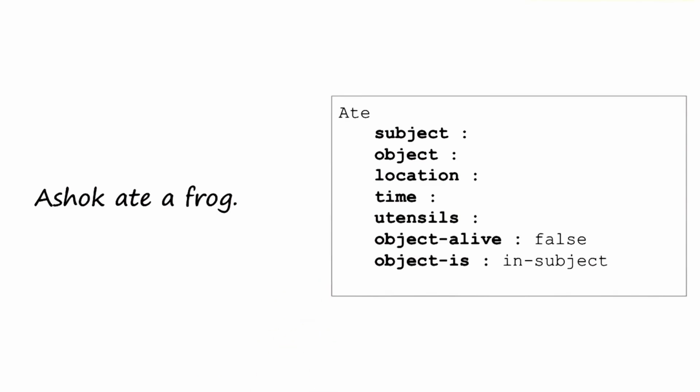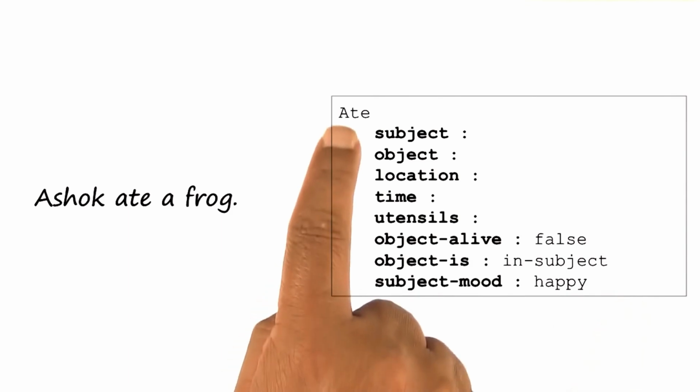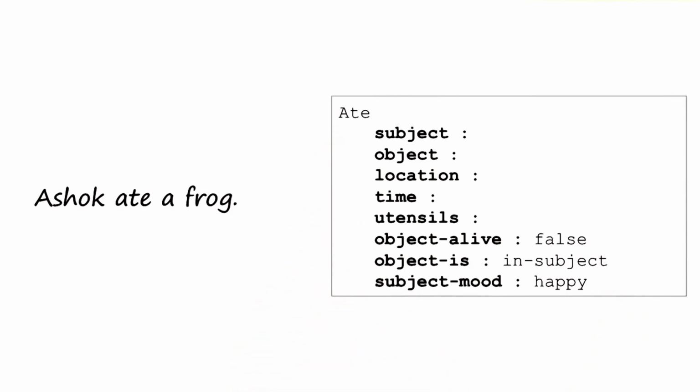For example, what is being eaten typically is not alive, at least not when humans eat it. Now this particular slot concerns the location of the object. Where is the object after it has been eaten? And we might say, well, it's inside the subject's body. What might be the mood of the subject? Well, after people have eaten, typically they are happier. So here is a list of slots that we associate with the stereotypical action of eating. This is not an exhaustive list. You can add some more.